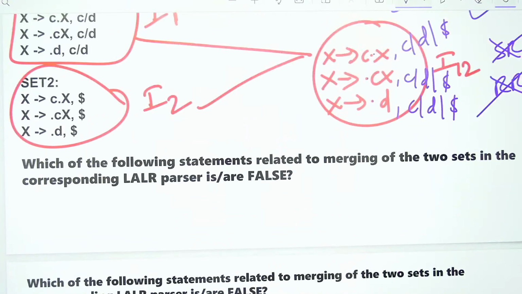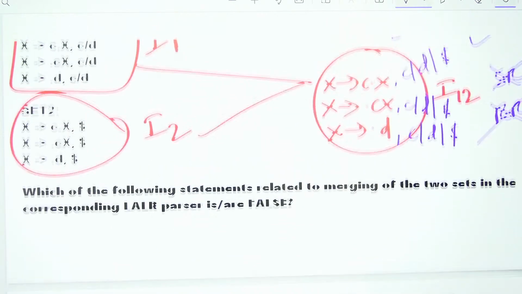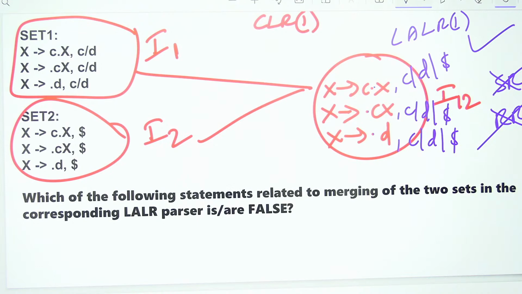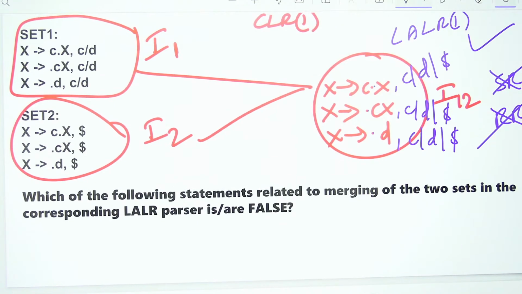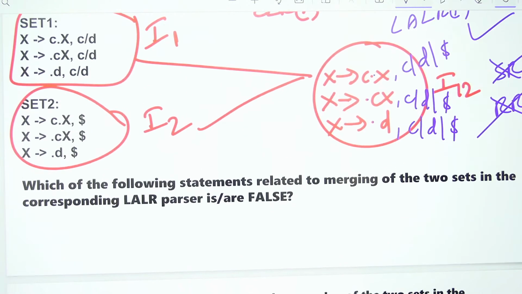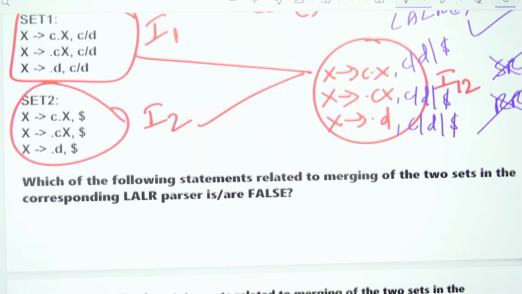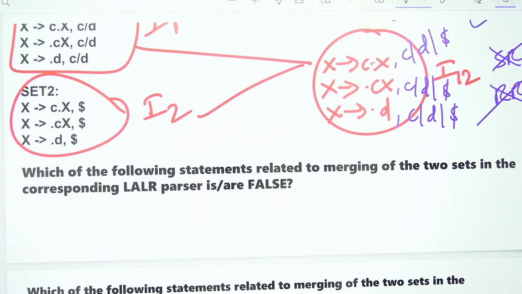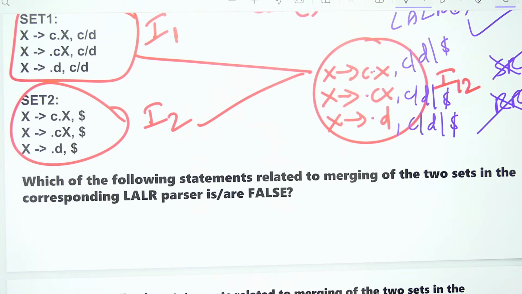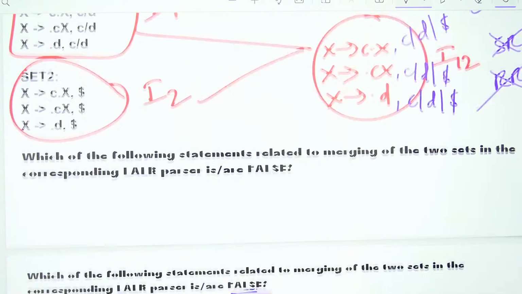Anything else? Are both the same or not? Same, they differ by only lookahead, and one more. No, one is completed. Definitely no problem.